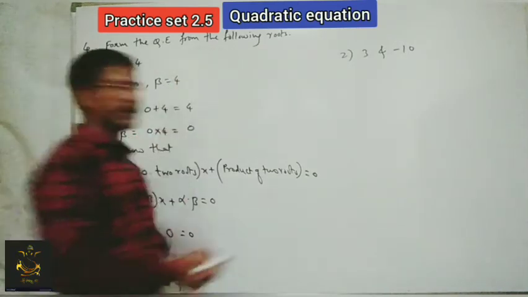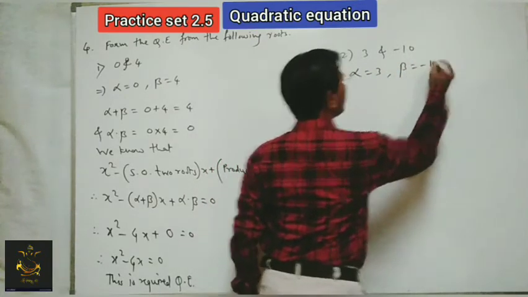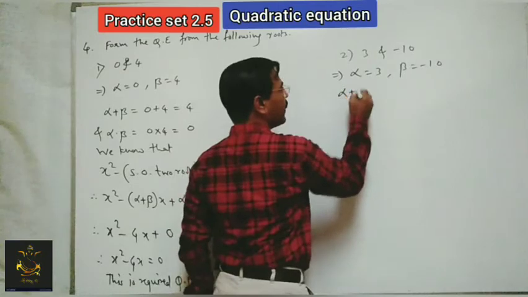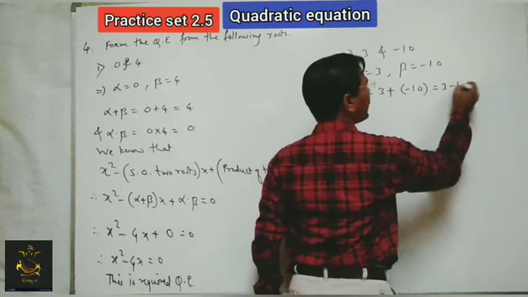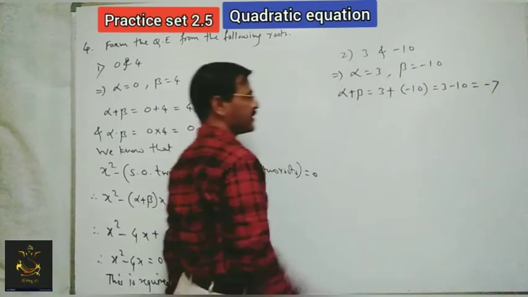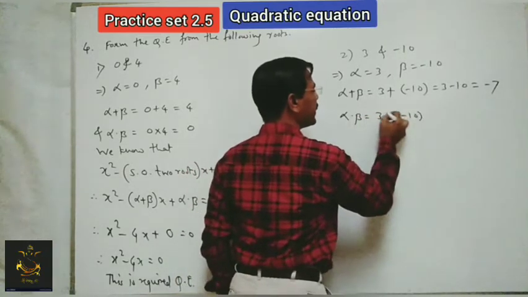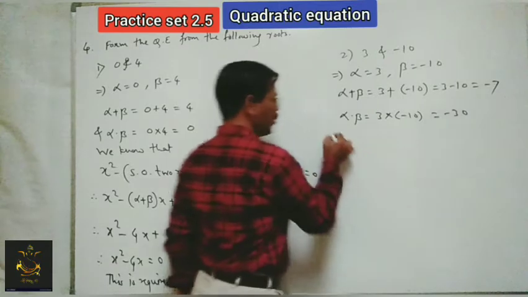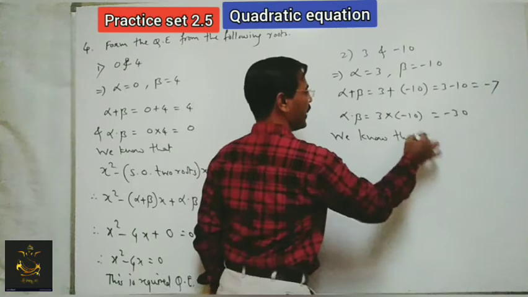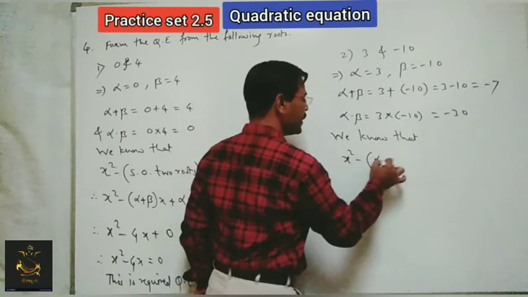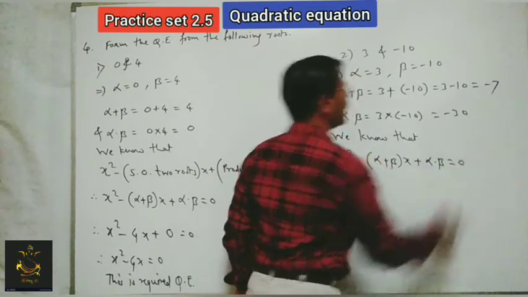Here also we can write. Again, alpha equal to 3, beta equal to minus 10. What do we need? We need alpha plus beta. 3 plus minus 10, so 3 minus 10, here it is minus 7. What about alpha into beta? 3 into minus 10. So minus 30. We know that x square minus alpha plus beta into x plus alpha beta equal to 0.